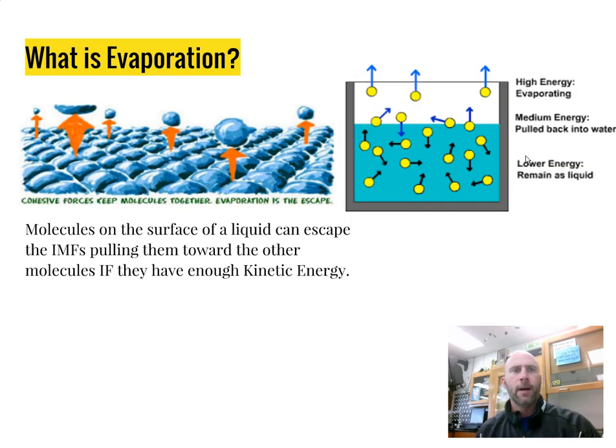Okay. So how this really works is molecules on the surface of a liquid can escape these IMFs if they have enough kinetic energy. So let's just remember back when we're talking about these IMFs that all of these molecules are attracted to one another. So especially for water, it has that hydrogen bonding, it kind of wants to stick together. But if our molecules have enough kinetic energy, they're able to escape.